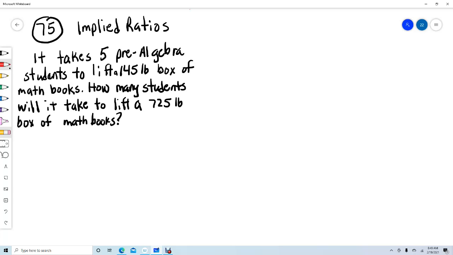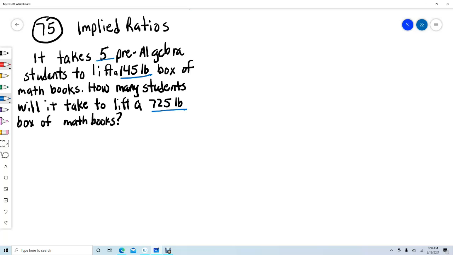So this is my example here. It takes 5 pre-algebra students to lift a 145-pound box of math books. How many students will it take to lift a 725-pound box of math books? All right. Let's kind of hone in on our information. 5 pre-algebra students, 145-pound box, 725-pound box. There's our numeric values.